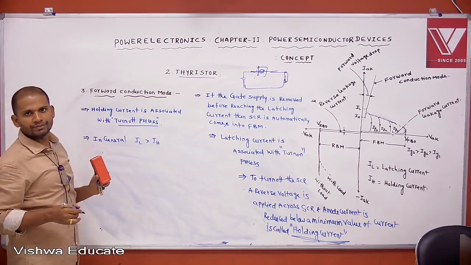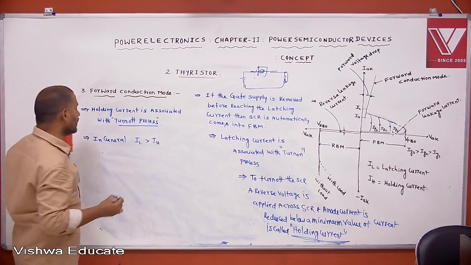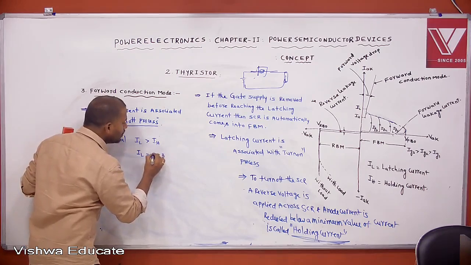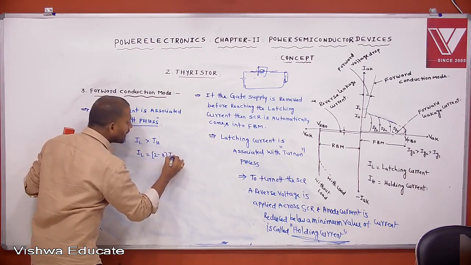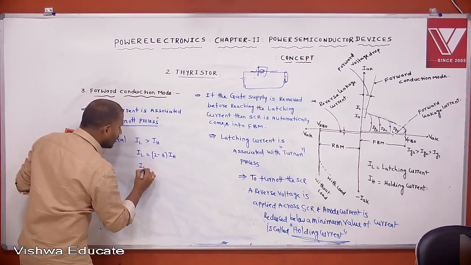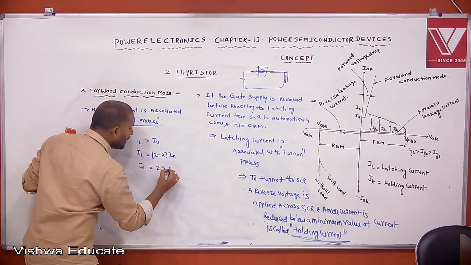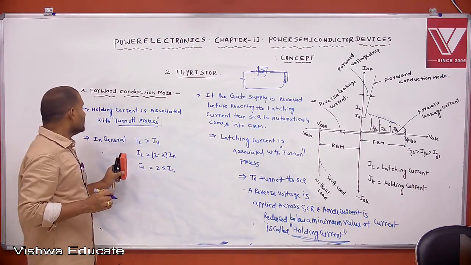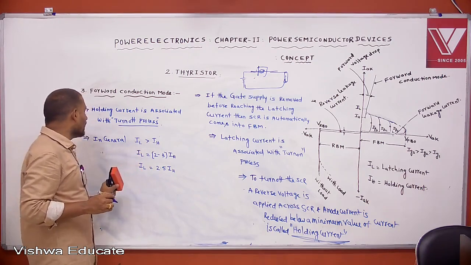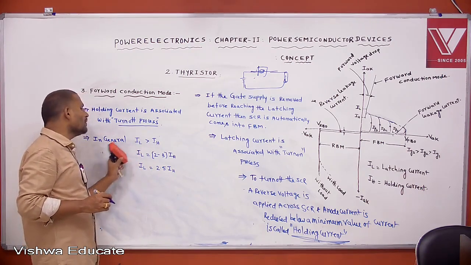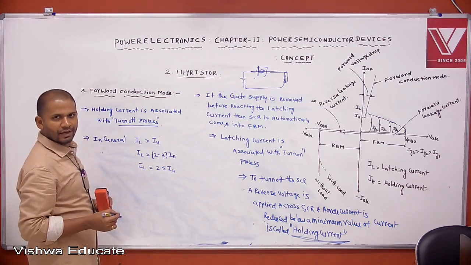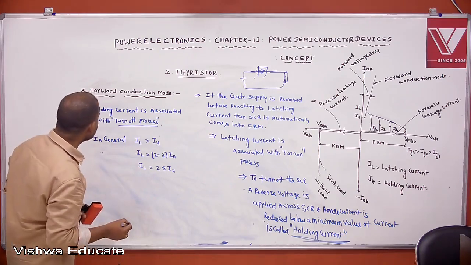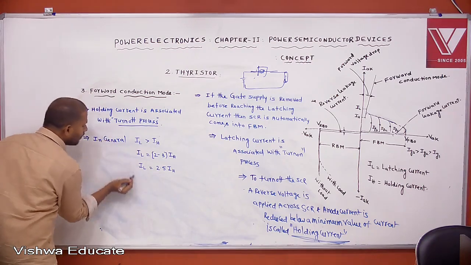Very important relation: latching current is greater than the holding current. Another point to remember, latching current is equal to 2 to 3 times the holding current, or on average, latching current is equal to 2.5 times the holding current. Clear? This is one relation.